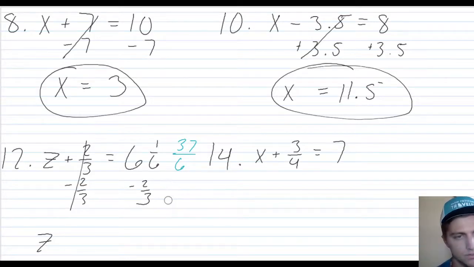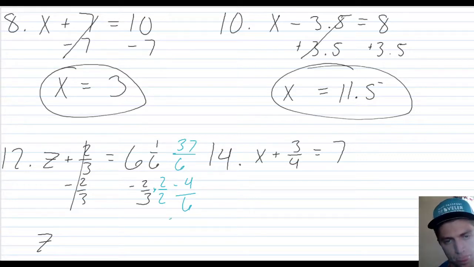We multiply by 2. What we do to one side, we have to do to the other. So negative 2 times 2 gives us negative 4, and 3 times 2 gives us 6. So now we have 37 over 6 minus 4 over 6, which gives us 33 over 6.